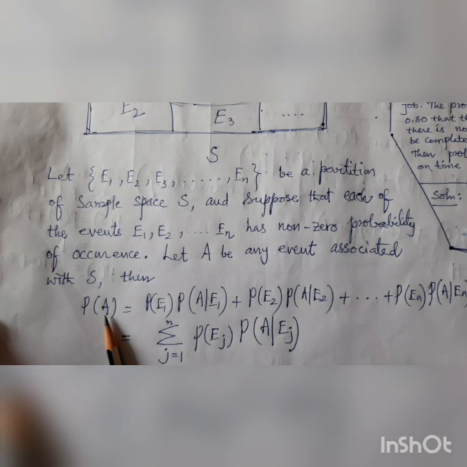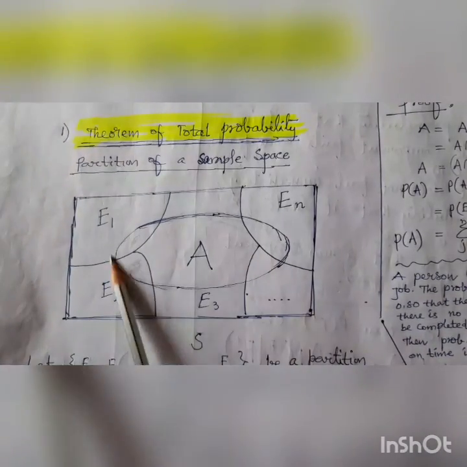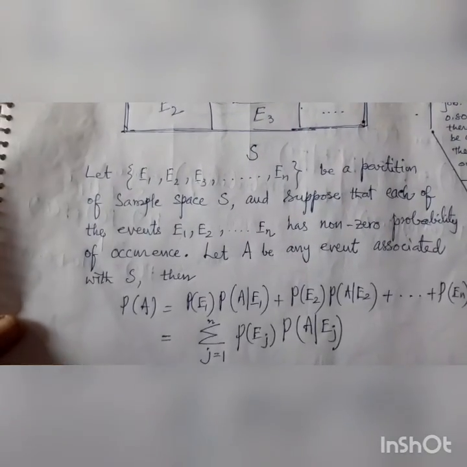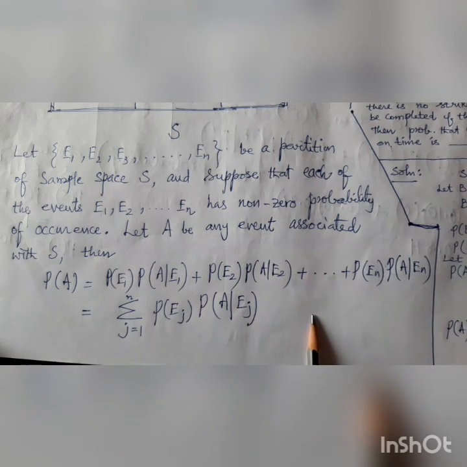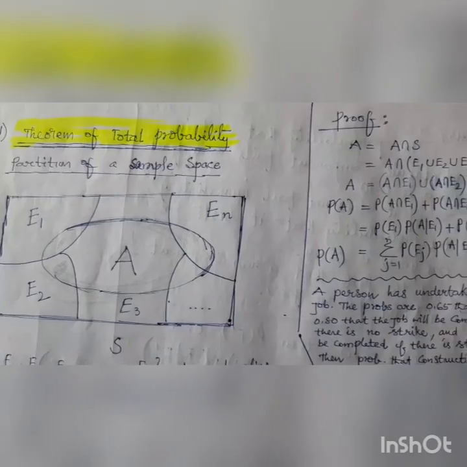P of A means A be the event, the probability of that event A. We can obtain it like this. In sigma notation, this is the sum from j equal to 1 to n of P of Ej into P of A on Ej. Both are the same. This is called the Totality Theorem or total probability. By this figure you can understand.